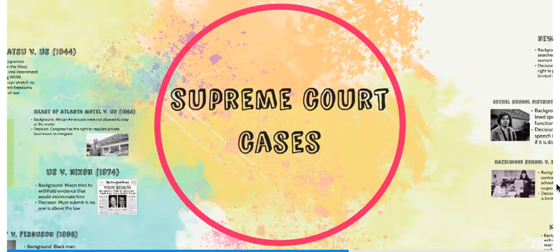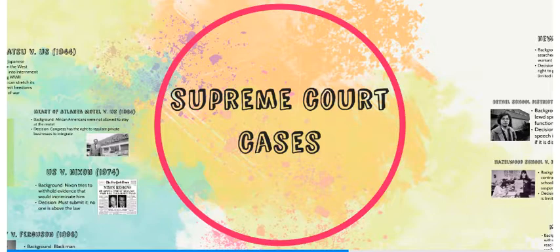Hello everyone. So today we're going to be talking about some Supreme Court cases. Thus far in Unit 6, the judicial branch, we have discussed the federal court system, the state court system, and the judicial process of how a case goes from an alleged crime being committed all the way to the Supreme Court. So speaking of the Supreme Court, we'll start talking about cases.